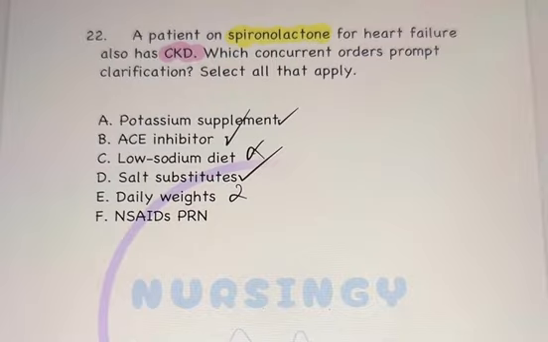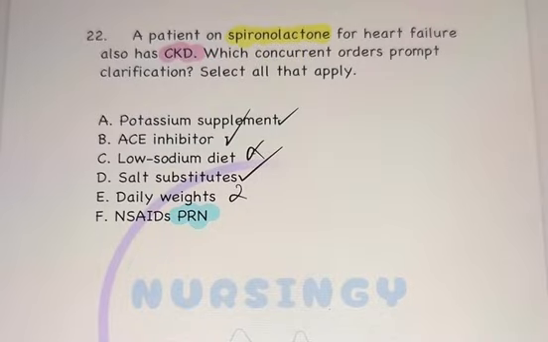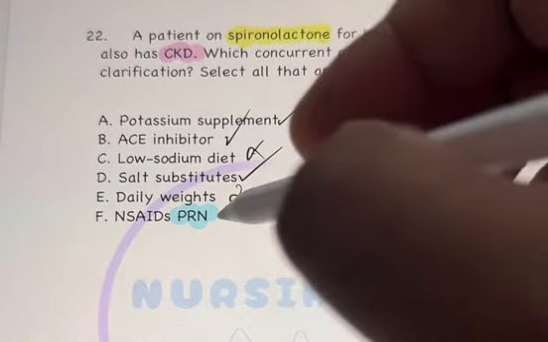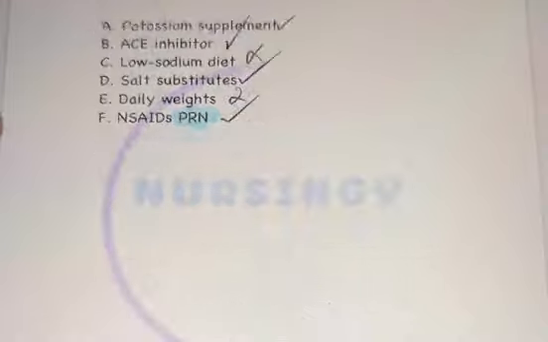And what about F? NSAIDs as PRN. It doesn't matter whether it is as a PRN. We can still question it because NSAIDs cause. Are NSAIDs recommended in kidney disease? No. Okay, so we're going to need some clarification on this one also, because it can cause kidney damage. All good, guys. Let's move to question number 23.